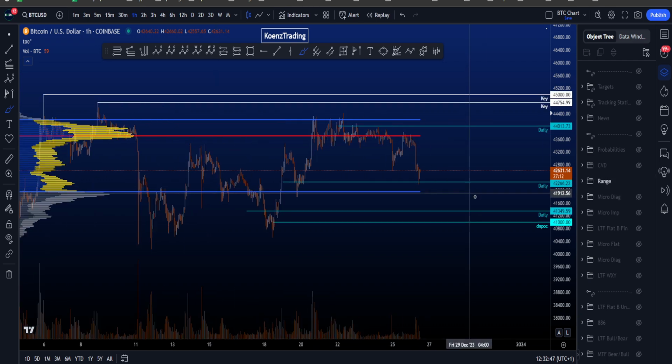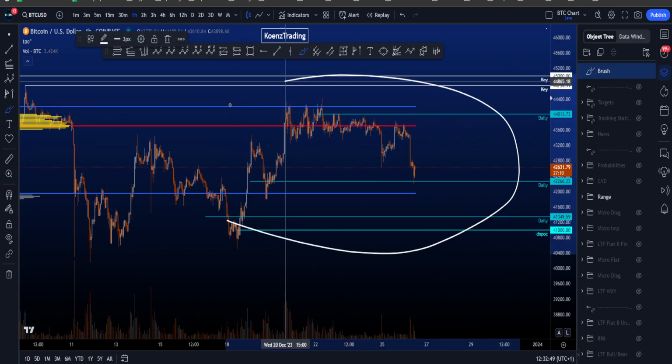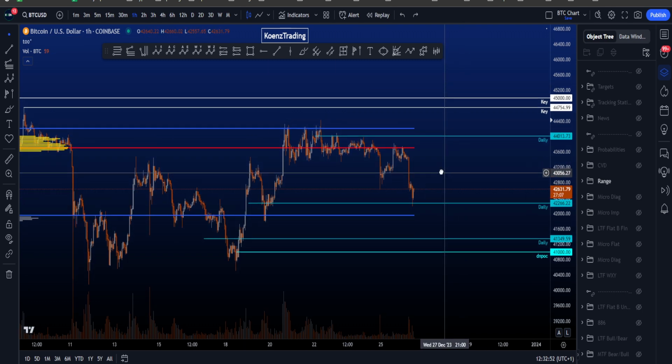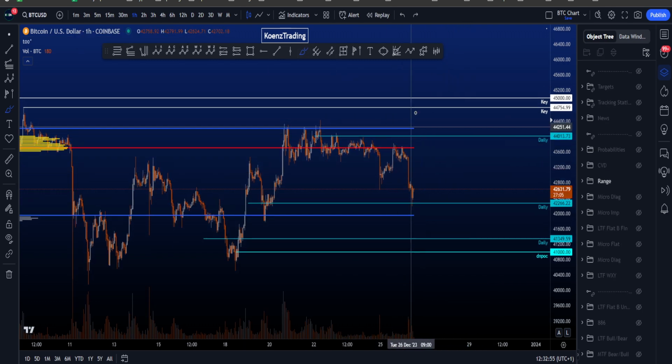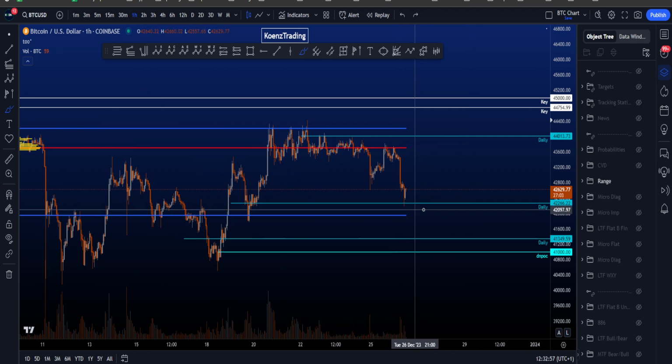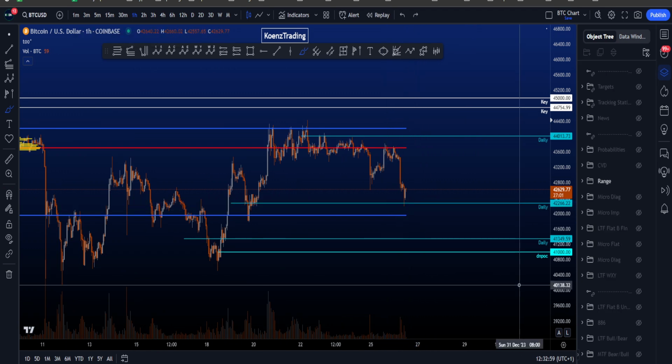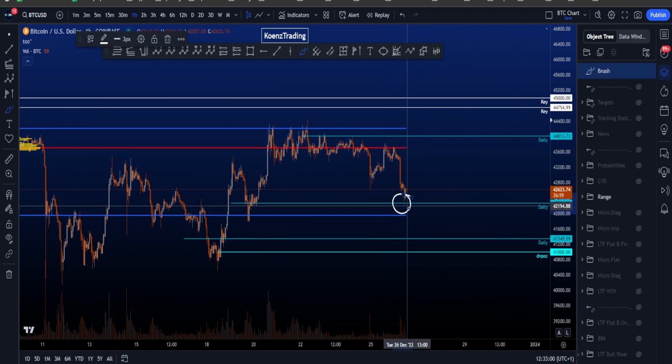If we look at this range here, then I've been mentioning the levels of interest in this range for a while now. Over here we have the daily above, of course the double top here as well. The daily now where we found support 42,266, right, very nice indeed.